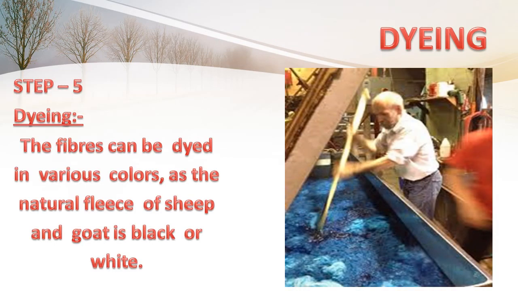The fifth step in the processing of wool is dyeing. The fibers can be dyed in various colors as the natural fleece of the sheep and goat is black or white in color.